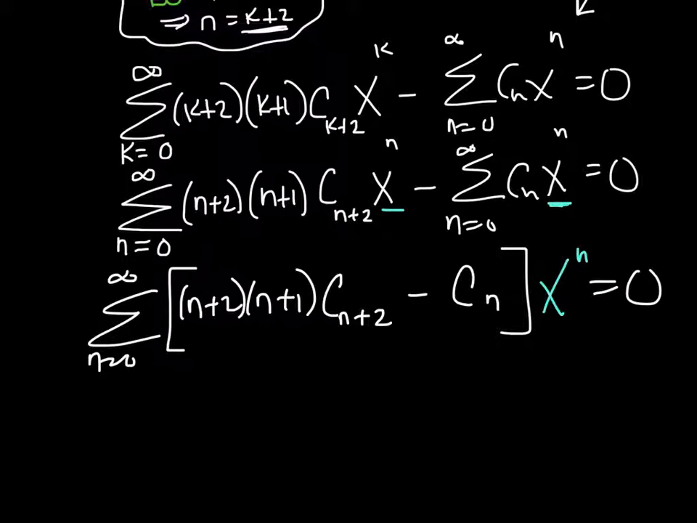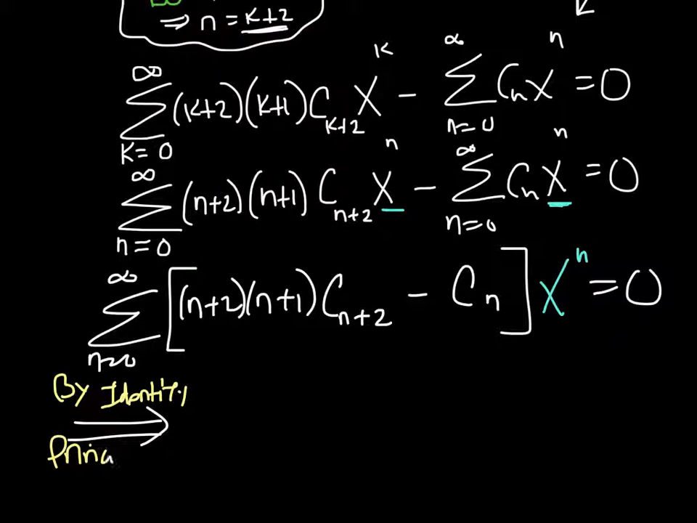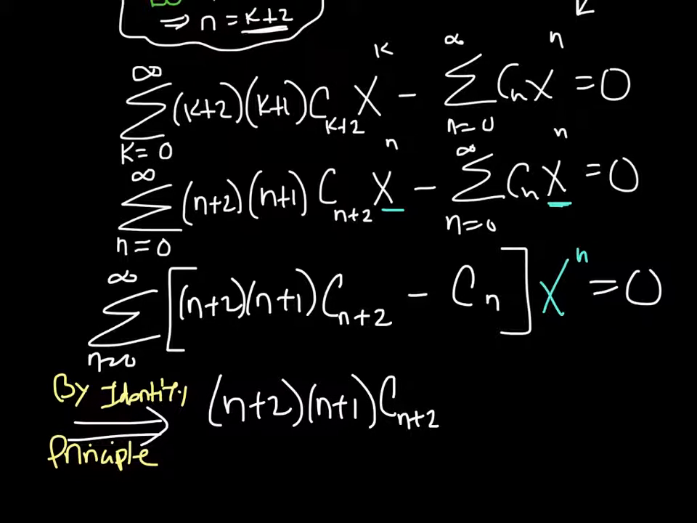And now we can use the identity principle. Basically here we are going to equate our coefficients, our infinite sum of coefficients. So we have (n+2)(n+1)c_(n+2) minus c_n equals 0.